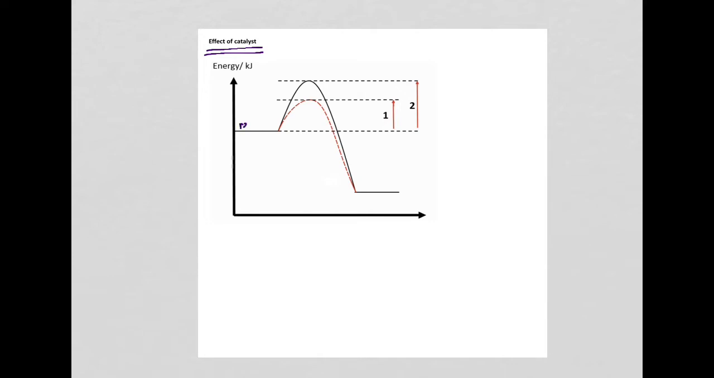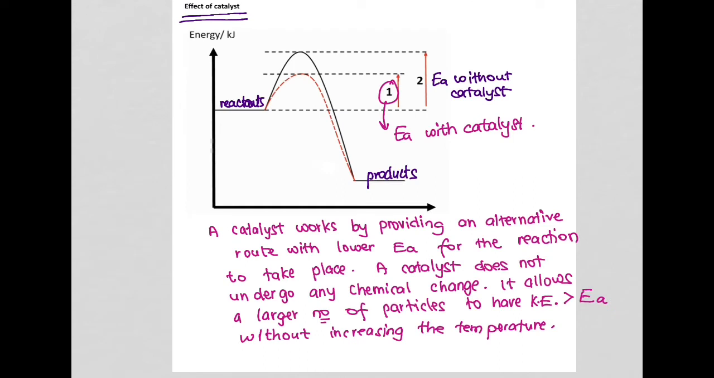So if you have the reactants here and you have the products here, you can see that 2 is the activation energy without catalyst, which is higher, and when you add a catalyst, it provides an alternative pathway with a lower activation energy. So in red you can see the new pathway, and 1 corresponds to the activation energy with catalyst, and as you can see, this is lower. So as you can see, a catalyst is going to affect the energy of the reaction.